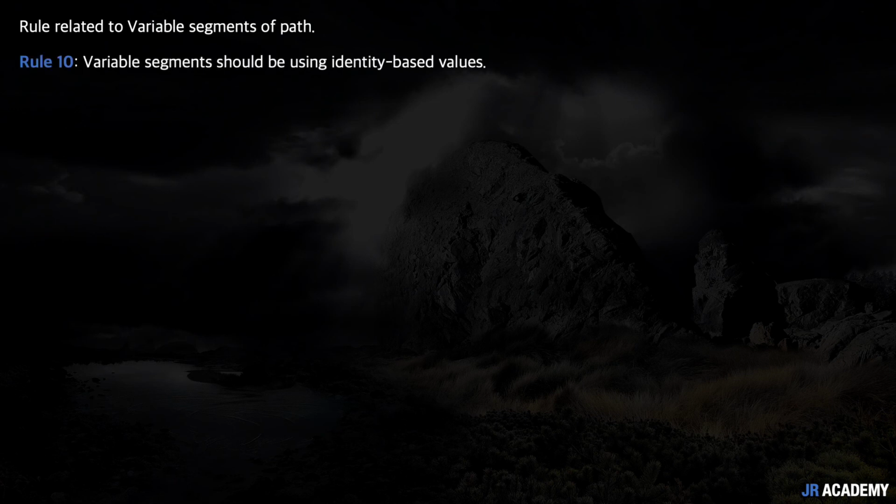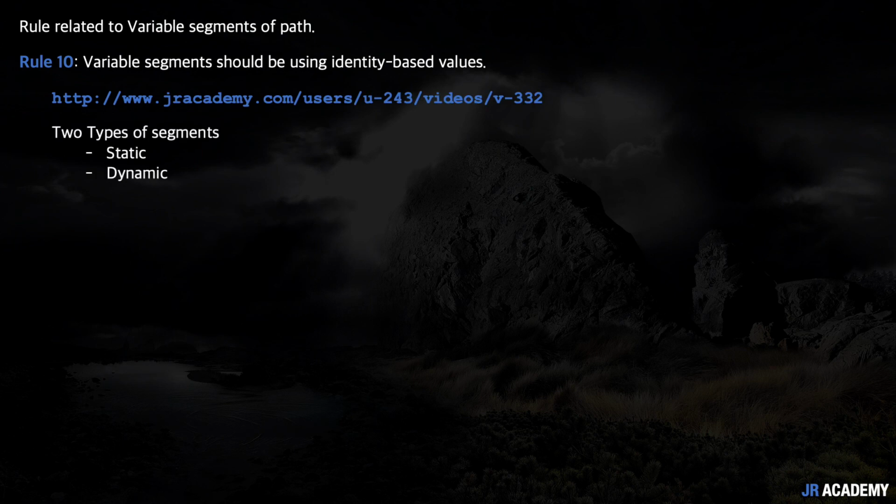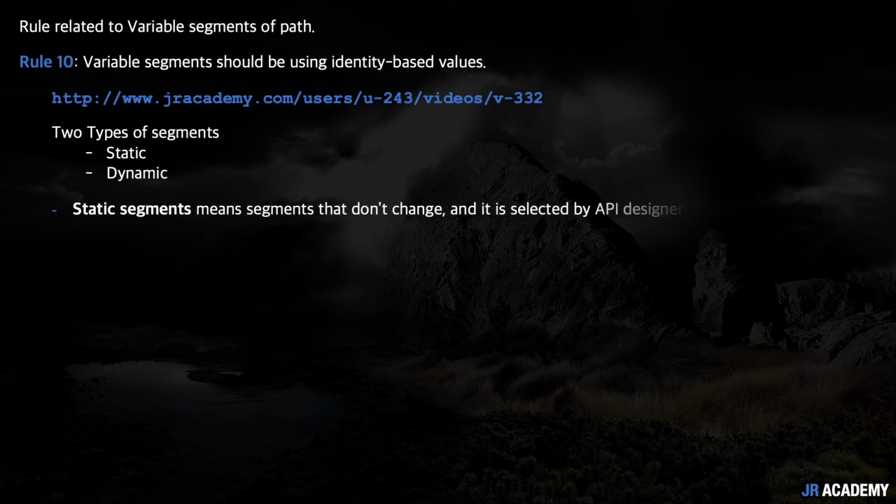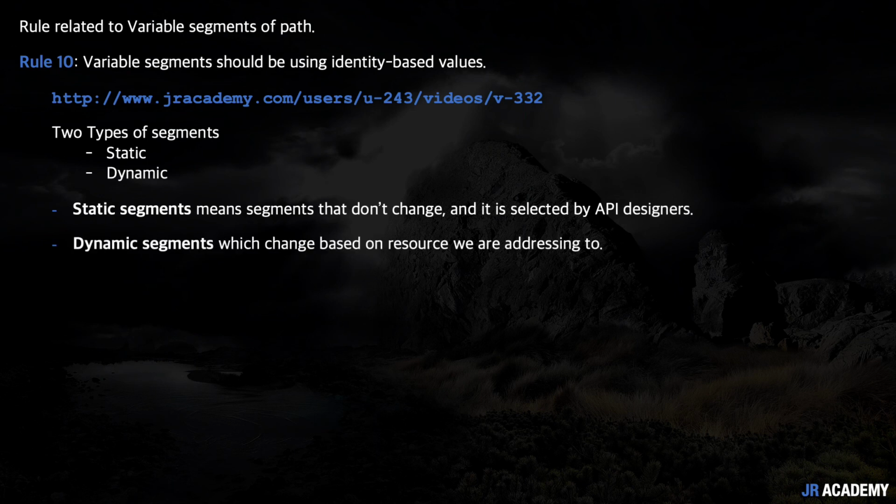So moving forward, we have rules that are related to variable segments of the path. This rule says a variable segment should use identity based values. The meaning of that is, when we see our URI, we have two kinds of segments: static segments and dynamic segments. Static segments are segments that don't change. They are selected by API designers. And the dynamic segments are those which can change based on the resource we are addressing.